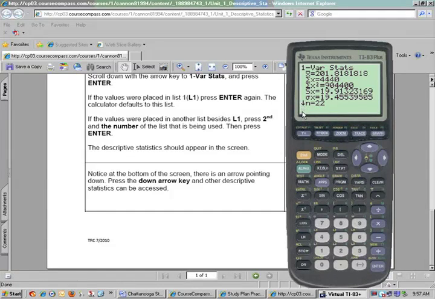Now notice the arrow right under it is flashing. I'm going to push the arrow key down. That means there are more values. This is going to be very important in another section that deals with a 5-number summary.